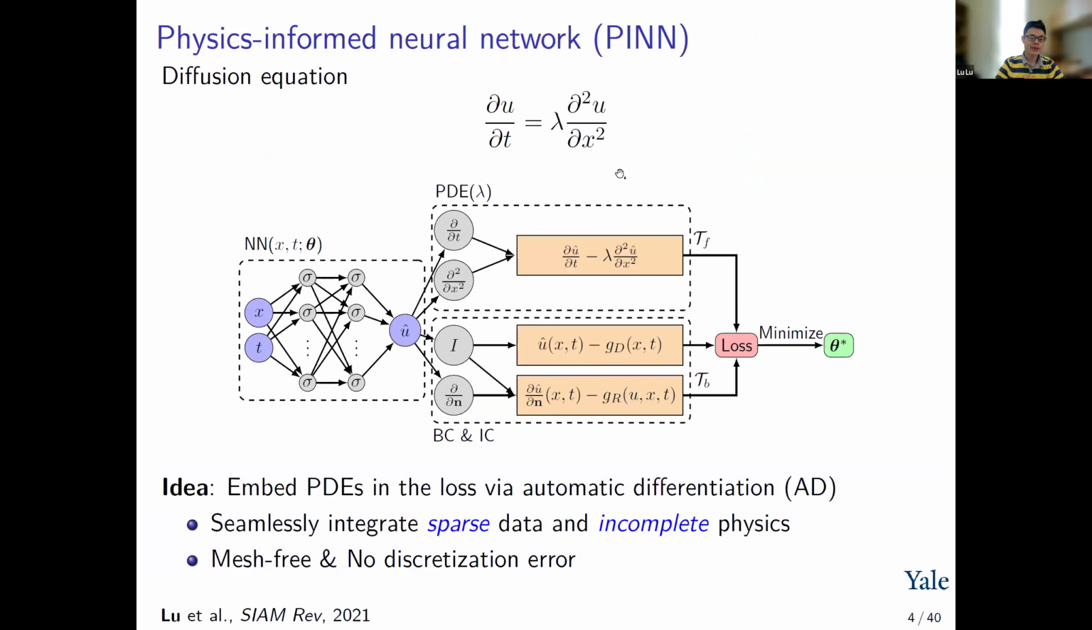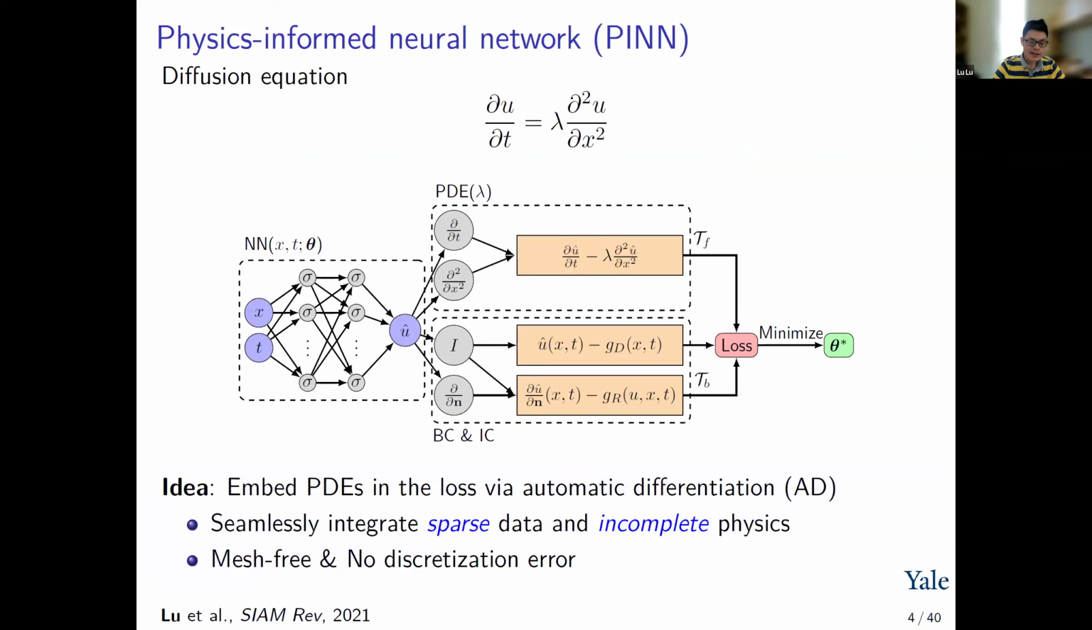Let me start with a very specific method in this physics-informed machine learning or scientific machine learning. This method is called physics-informed neural network. We have worked on physics-informed neural networks for many years, going back to 2017 or 2018. And now physics-informed neural networks, or PINNs, have become a very popular and important method in this research area.